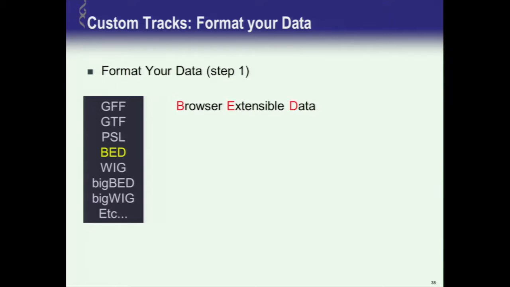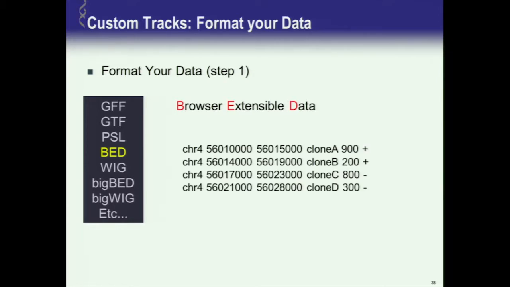And then there's some of these other formats that are less commonly used or maybe more efficient in terms of space. You know, if you have a ton of data, like annotation for every single base in the genome, that's going to be 3 billion rows of a file. Some of these formats are more efficient ways of displaying that. But BED format is the most basic format of data. It's the most commonly used.